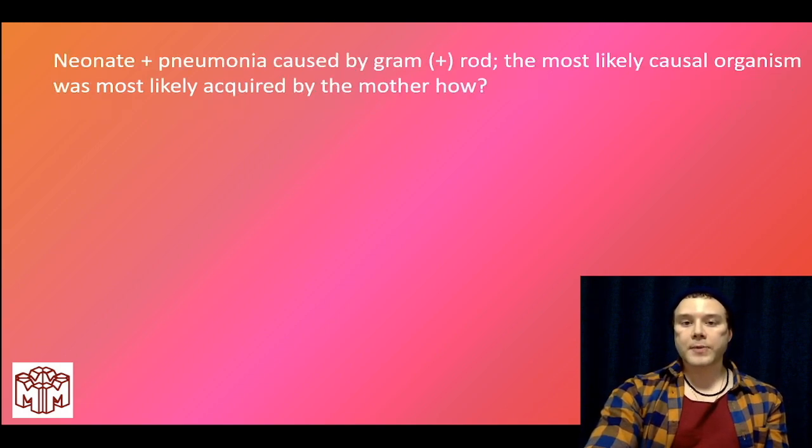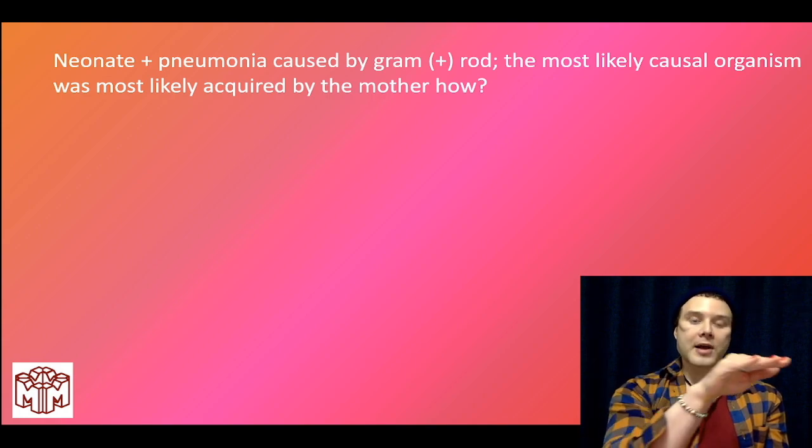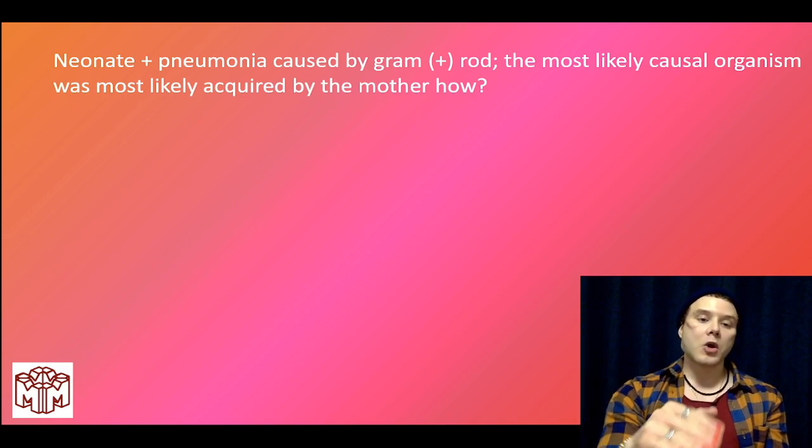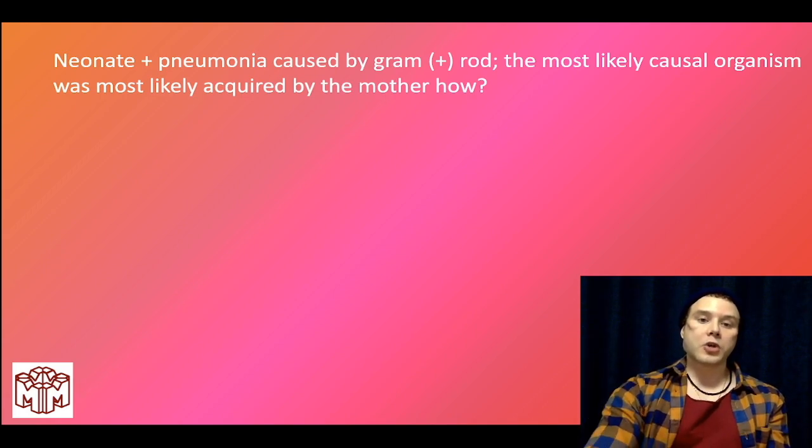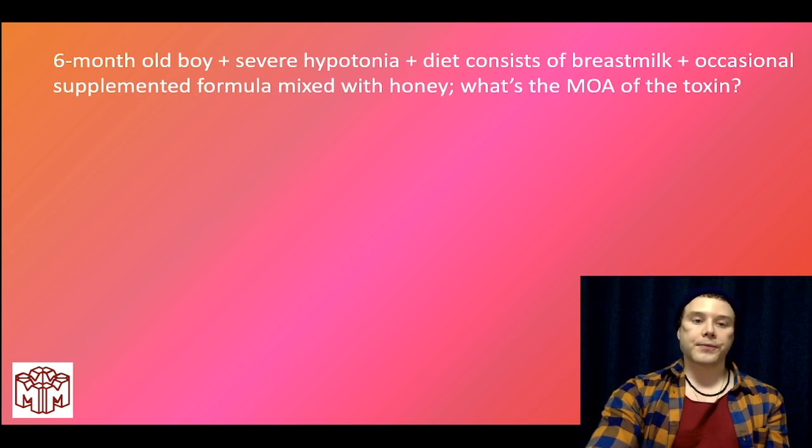Neonate pneumonia caused by gram-positive rod, most likely causal organism was most likely acquired by the mother. How? So we said neonatal infections can be group B strep, gram-positive coccus. It can be gram-positive rod, Listeria, which is the answer here, or E. coli, gram-negative rod. So the mother is going to acquire Listeria by eating soft cheeses, deli meat while pregnant.